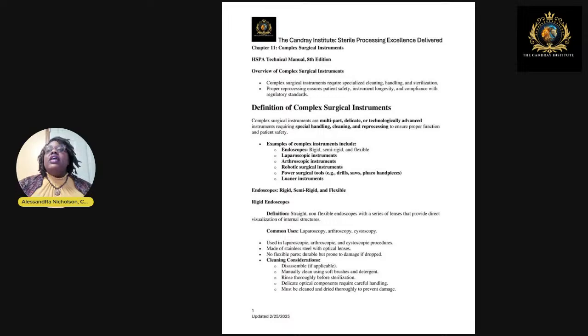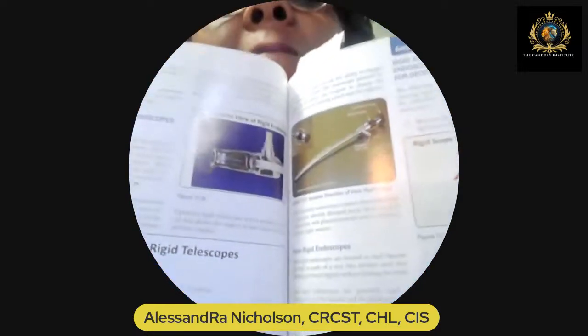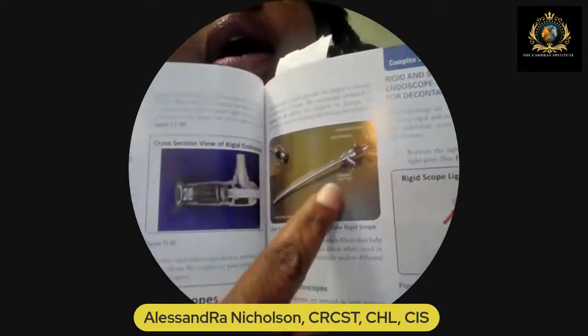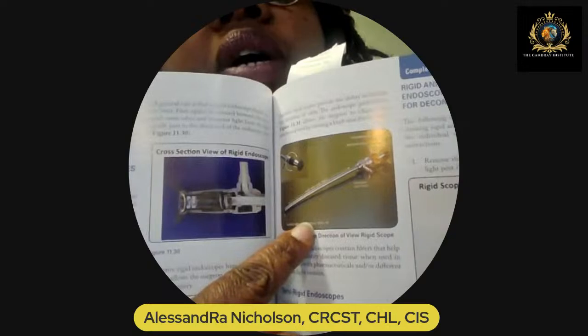They're made of stainless steel and optical lenses, and they have some special cleaning considerations. If your scope has any attachment to it, which usually it does, I'm going to try to get this up there. Let me pop this down so you'll be able to better see this. Okay, so this is the rigid endoscope itself.